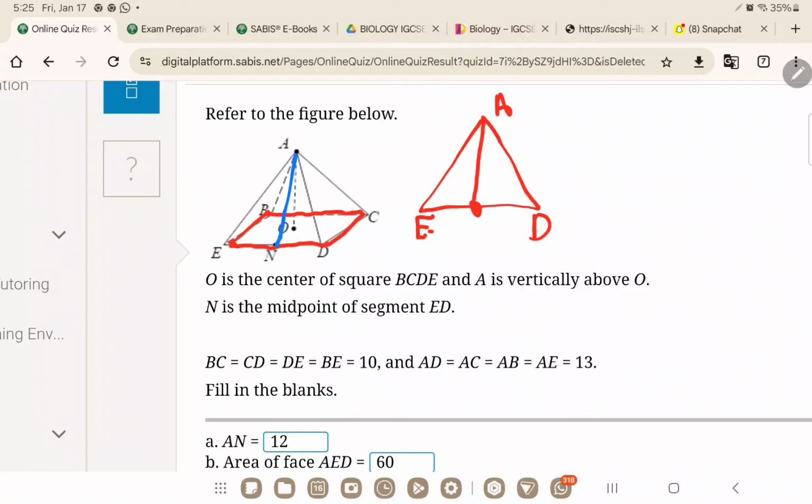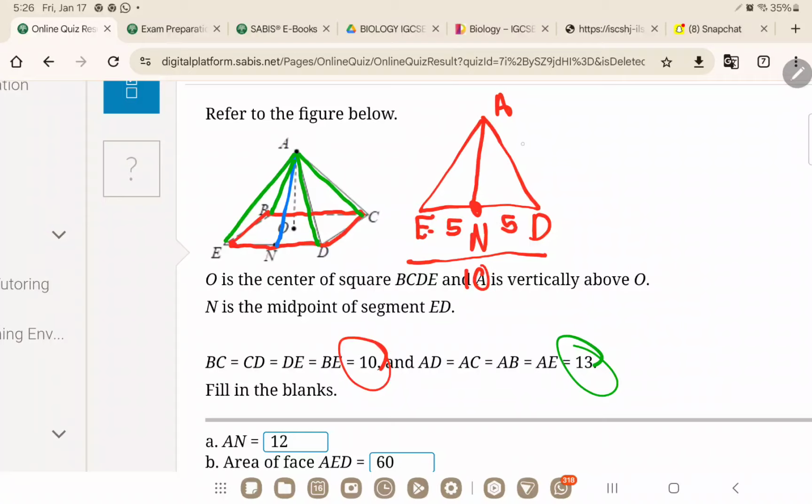All the sides in red are equal to 10, and all the sides that I'm going to draw now in green are equal to 13. All these sides are equal to 13 and all these sides are equal to 10. So green is 13, red is 10. Now they're asking us to find AN. We know that the whole thing is 10, so half of it would be 5. And this is 13. And since it's a perpendicular bisector, it's a right angle. So this is a right triangle.